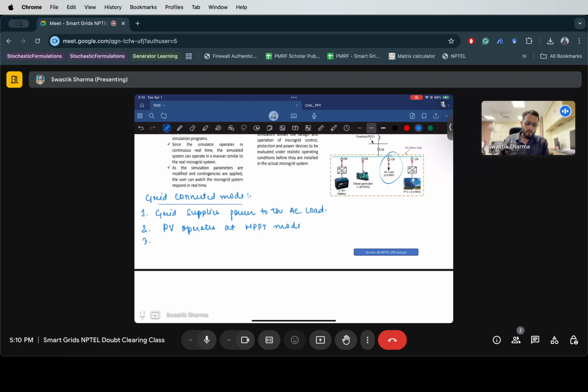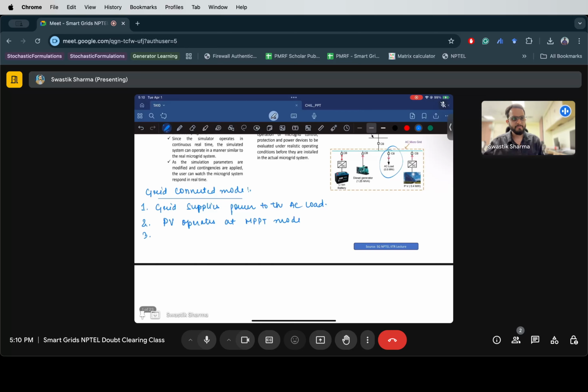Now what will happen to the battery? The battery is free to either charge or discharge based on whatever energy management scheme is employed. If there is need, it can discharge, and if there is no need, it can charge. It can also stay idle. If it has reached its peak energy storage, it will not charge anymore, to prevent overcharging.